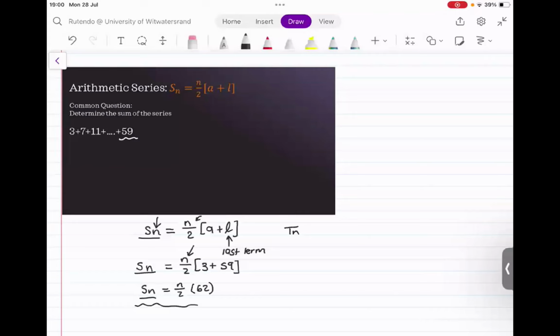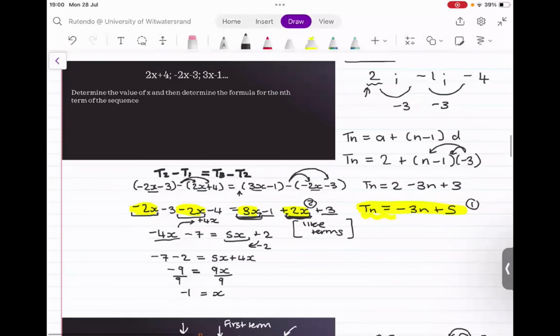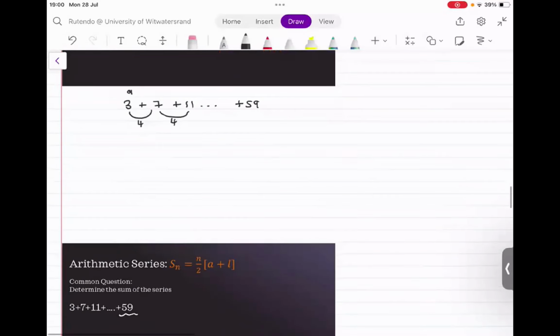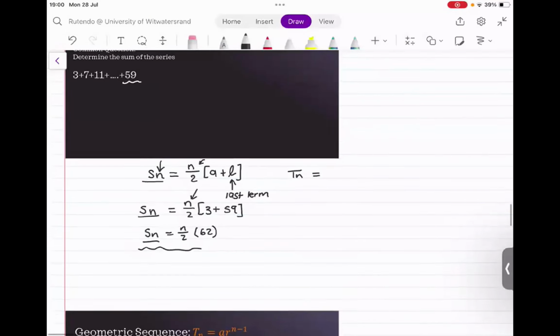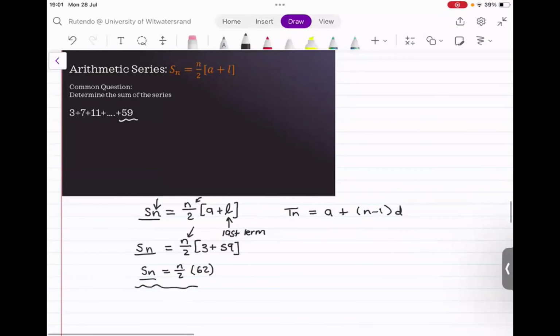So I'm going to use my Tn formula. And I know that my Tn formula is the one for our arithmetic sequences, so it'll be A plus n minus 1 multiplied by D. We know that this term is 59. So 59 is equal to my first term, 3, plus n minus 1, and my constant difference is 4.